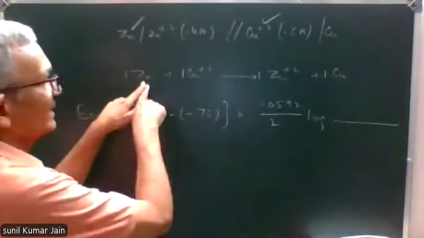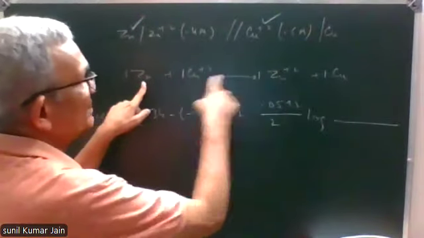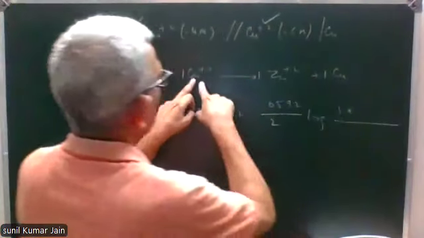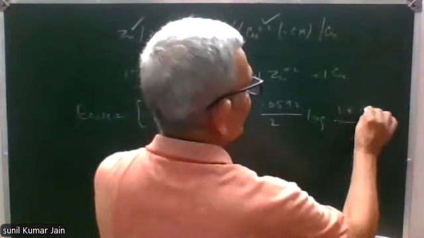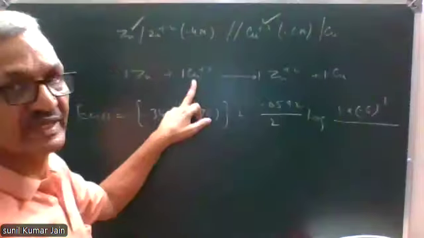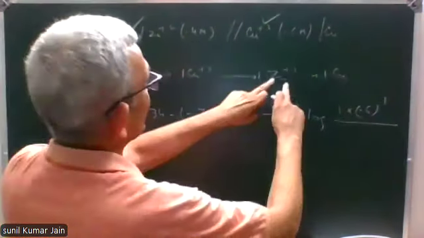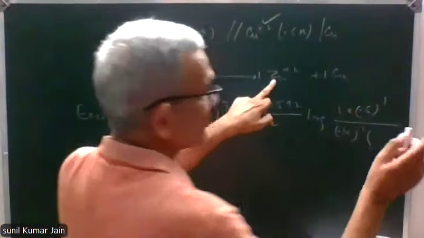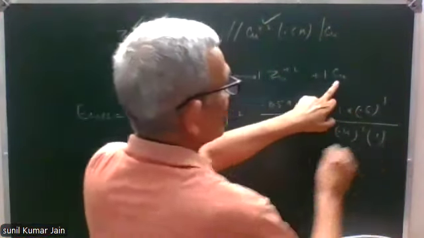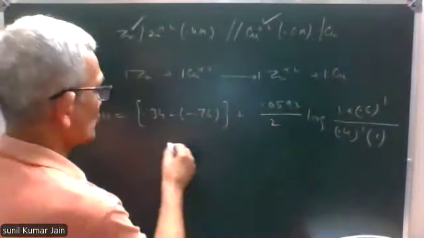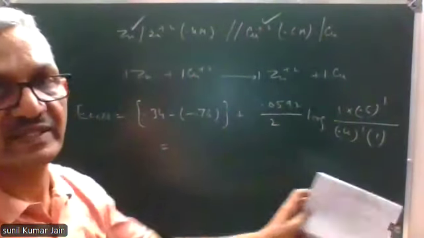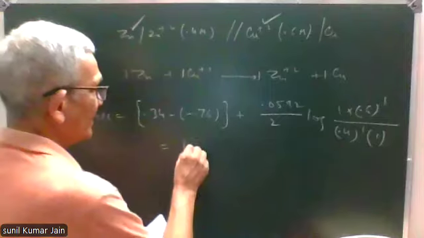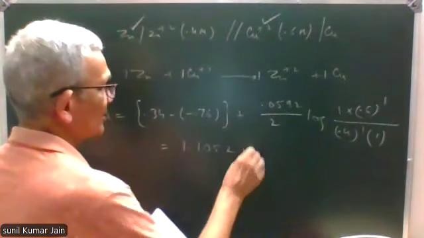Log of the reaction quotient, products over reactants. Copper is solid, so its concentration will be 1. Copper ions 0.6, raised to the power stoichiometry, which is 1, divided by zinc ions, concentration 0.4, raised to the power stoichiometry, which is 1. Copper is solid, therefore 1. When you solve, you'll get the answer as given in the WhatsApp message. This will come out to 1.1052 volt.